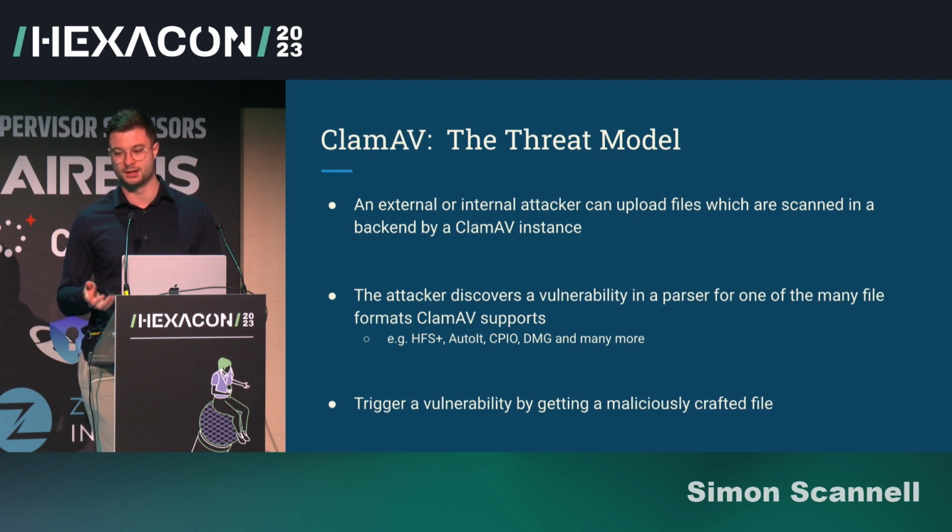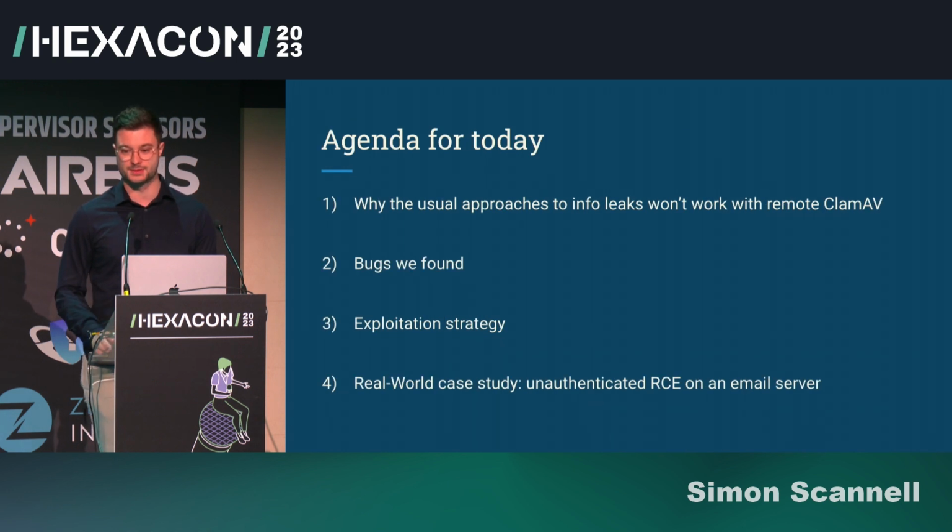The attacker would then discover a vulnerability in the parser for one of the many file formats that are supported. Again, there are at least 50 of them mentioned in the documentation. Some of these are quite complex, for example, HFS+, or DMG, or CPIO, and there are many more. Then once they get the file scanned, they trigger and exploit one of these vulnerabilities that the attacker finds.